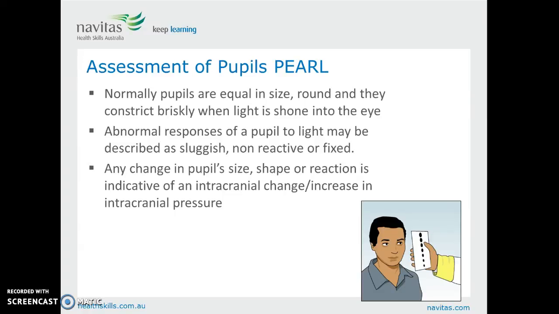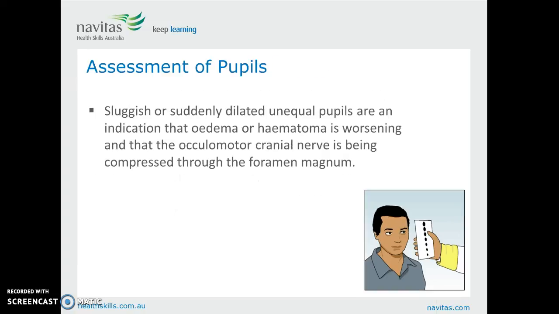Normally pupils are equal in size, round, and they constrict briskly when a light is shone into the eye. Abnormal responses of a pupil to light may be described as sluggish, non-reactive or fixed. Any change in pupil size, shape or reaction is indicative of an intracranial change or increase in intracranial pressure. Sluggish or suddenly dilated unequal pupils are an indication that edema or hematoma is worsening and that the oculomotor cranial nerve is being compressed through the foramen magnum.